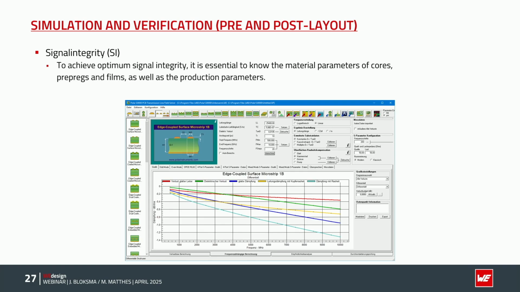For example, here you see the Polar SI9000, and that's for simulating the stack up, the right impedance. We need to import also our etching angles and all the information. Also after lamination, we have a tolerance, and that must be entered as well as we know it. And then we will get the best result for your product afterwards.